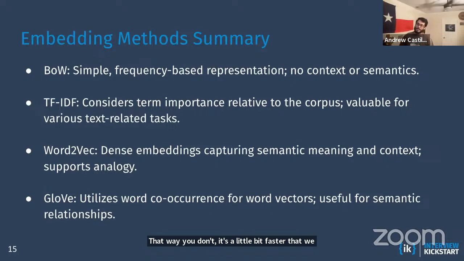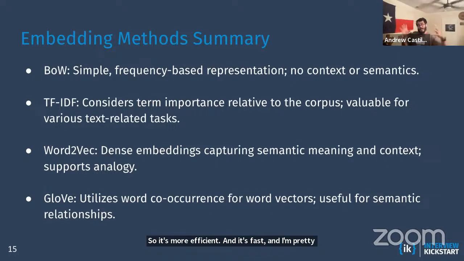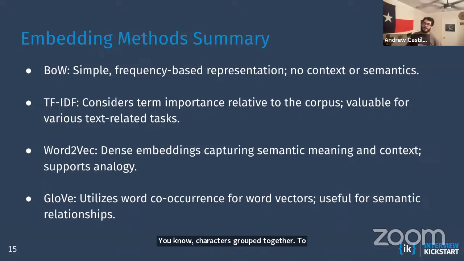So it's more efficient. And fastText, which I didn't put in here, takes that same problem, but instead of looking at skip-grams, it's a character-level model. So instead of looking at words, we're looking at characters grouped together to try and understand patterns.